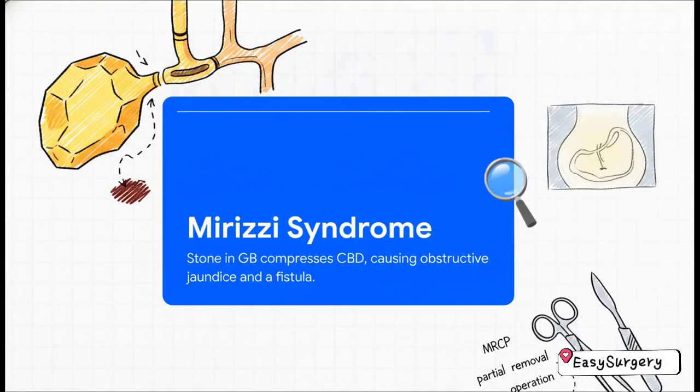Okay, this next one is incredibly treacherous, Mirizzi syndrome. Imagine a huge stone sitting stubbornly in the gallbladder pouch. Because of severe inflammation, it literally presses against the adjacent common bile duct from the outside, causing obstructive jaundice. Over time, that constant pressure necrosis burns a hole straight through, forming a fistula between the gallbladder and the CBD. It's diagnosed via an MRCP scan. Fixing it is wildly delicate. Surgeons usually have to do a partial cholecystectomy, leaving the stuck part behind, because if you rip it off, you'll tear the main bile duct wide open.